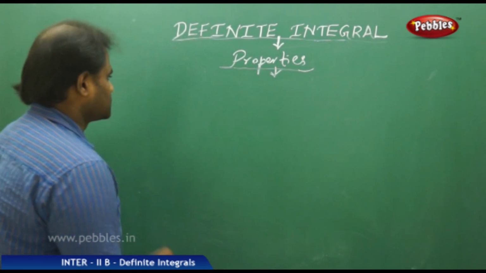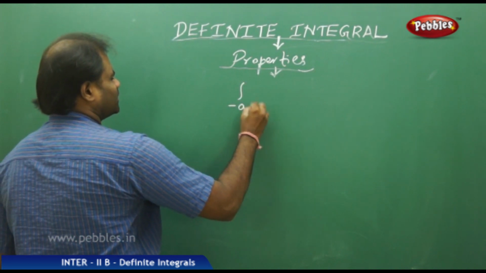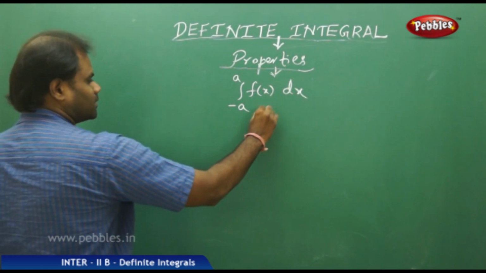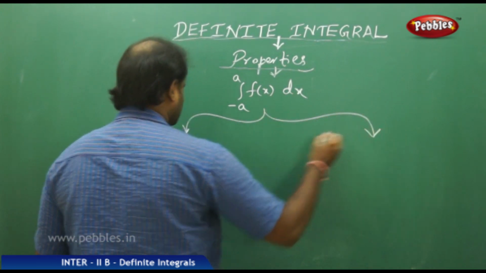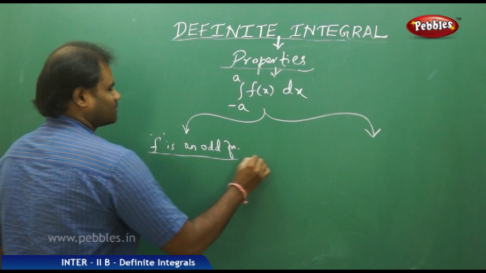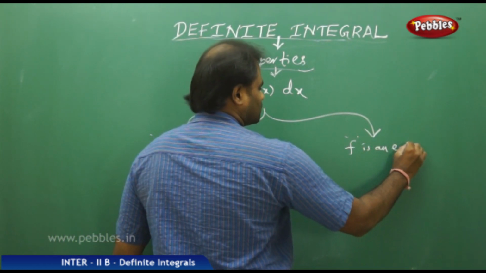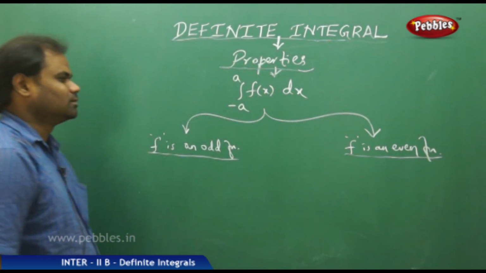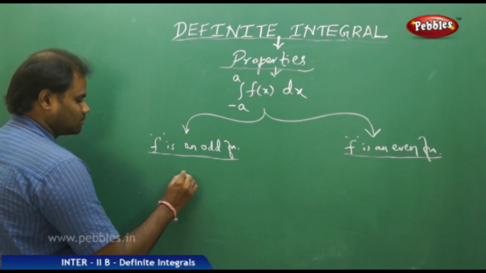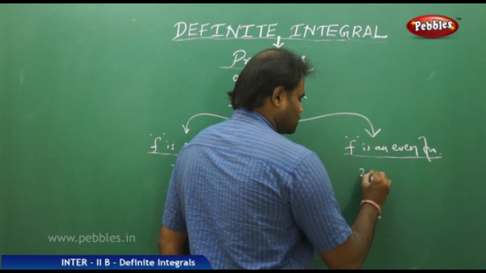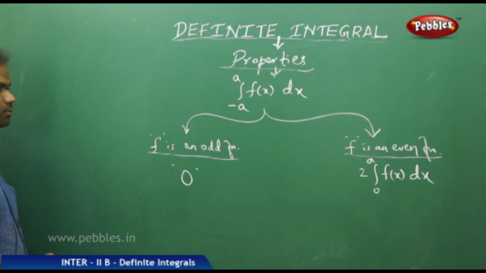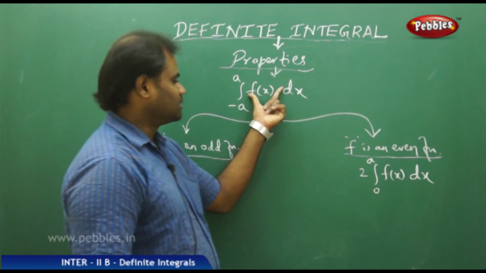So we assume 0 to a f of x dx as 0 to a f of a minus x dx. Next, if I have to find integral of minus a to a f of x dx, then we have two formulae for this. That is, when f is an odd function and when f is an even function. In the case of an odd function, integral minus a to a f of x dx is said to be 0, and for an even function it is said to be 2 times integral 0 to a f of x dx. So this is equal to 0 if f is an odd function, and this is equal to this if f is an even function.